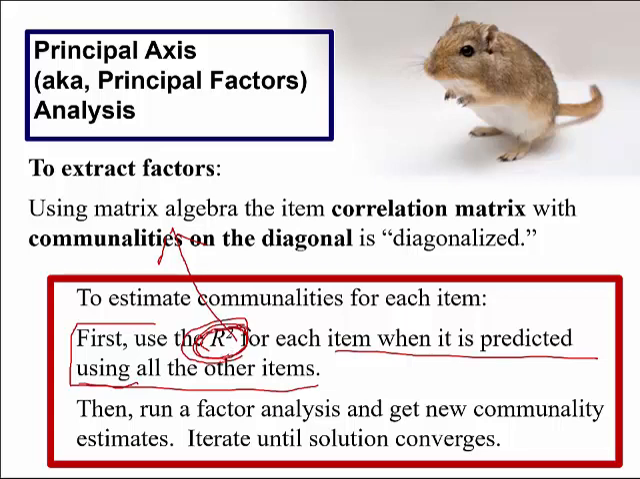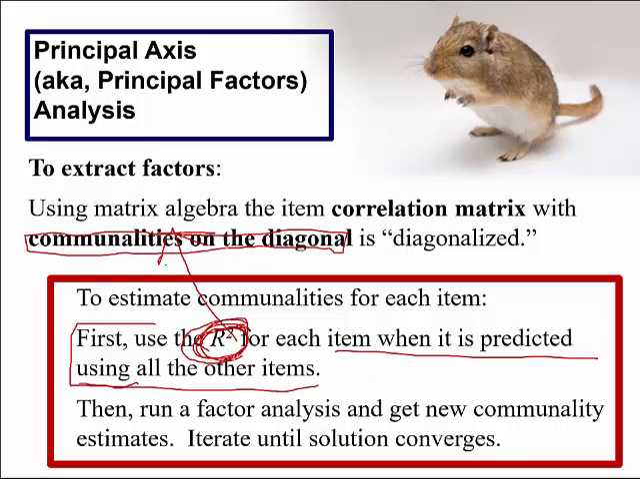Take item 2, take the other 5 items to predict that. And so we'll get an R squared for each item, which is the percent of variance explained in that item using all the other items on our questionnaire, or using all the other items on our assessment instrument. And we'll take that as our initial estimate of the communalities. And so we'll put those R squareds on the diagonal. So each item will have its own R squared, and we'll put that on the diagonal for each item.